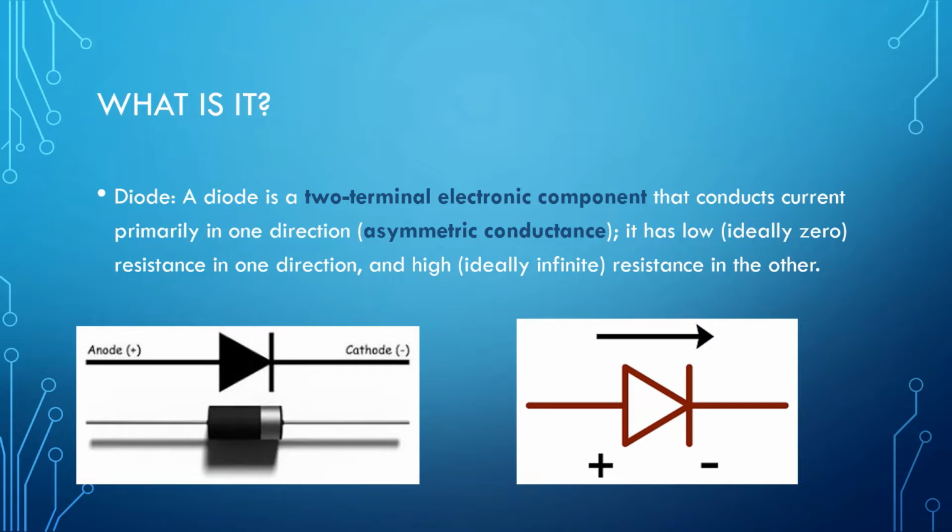What is it? A diode is a two-terminal electronic component that conducts current primarily in one direction. That means an asymmetric conductance. It has low, ideally zero, resistance in one direction and high, ideally infinite, resistance in the other. Here we can see an example of a diode with its anode and its cathode, and the direction the current will flow.